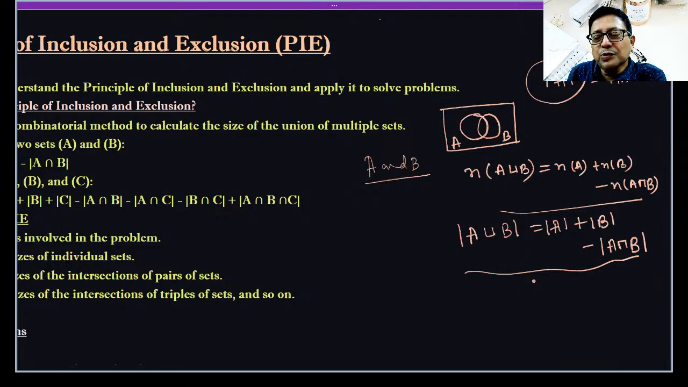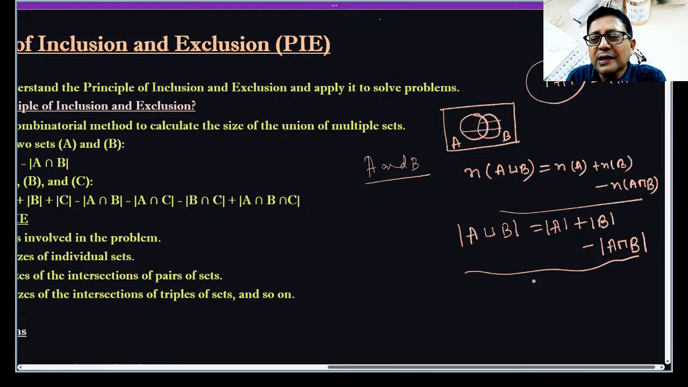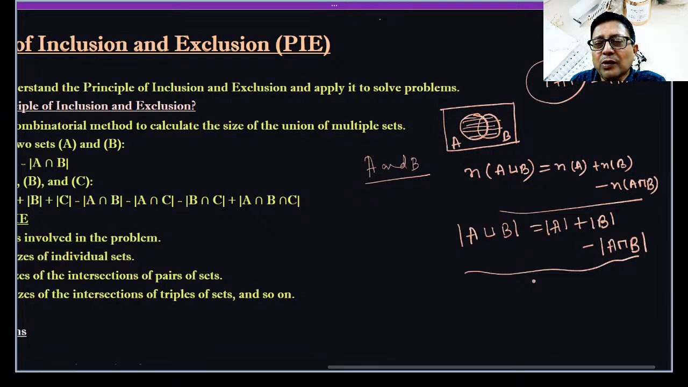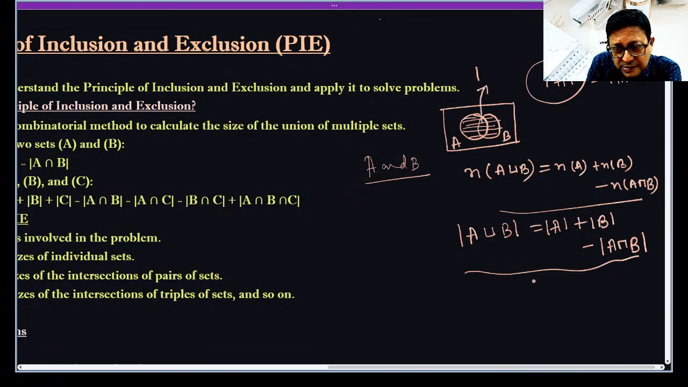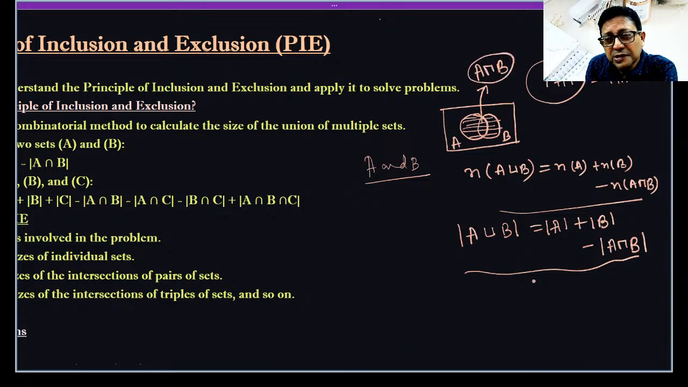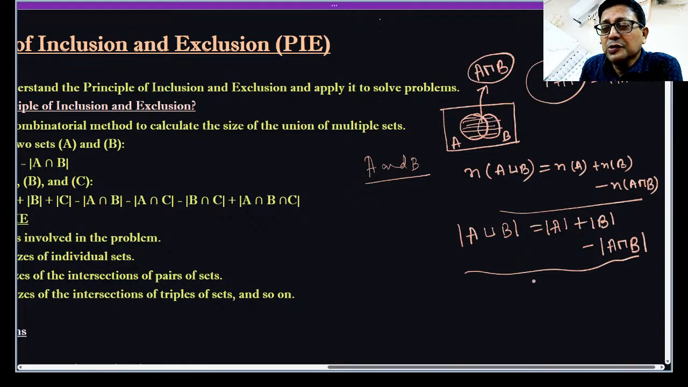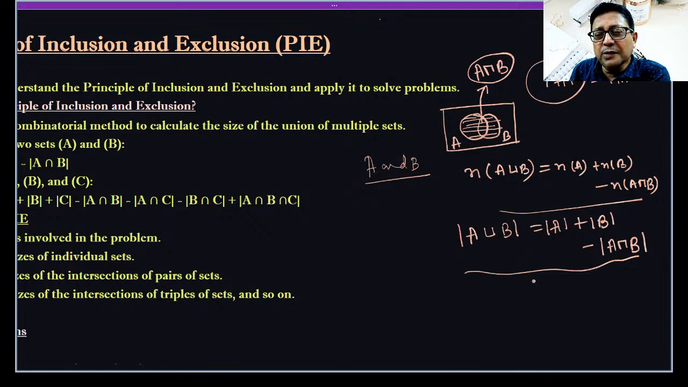You want to find total number of elements in A union B. So when you are finding NA, all these elements taken into consideration. For NB, all these elements are taken into consideration. But this part, A intersection B, is taken twice. So we should subtract once to get number of elements in A union B.